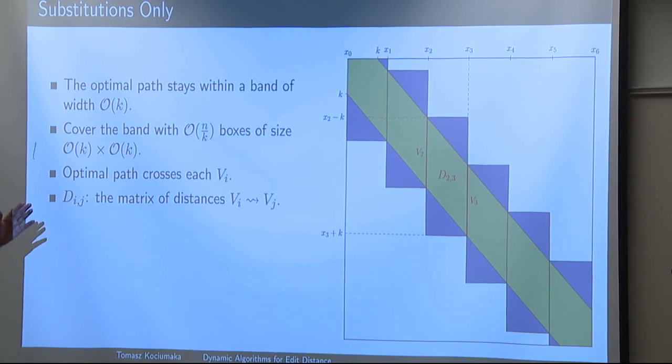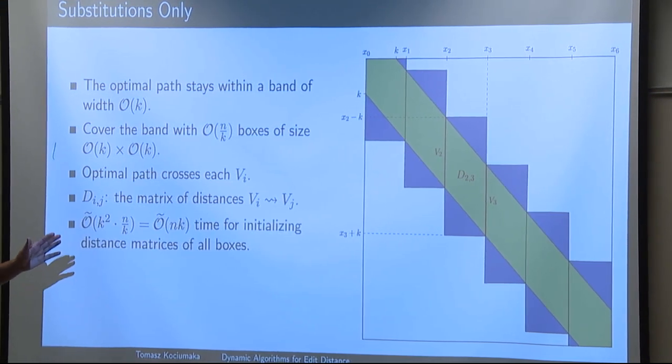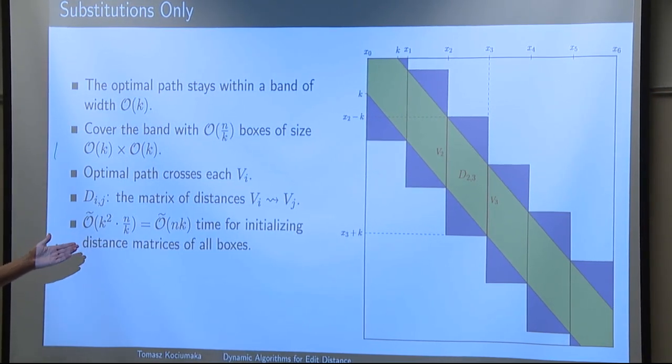And now, using the previous algorithm, we can pre-compute all the distance matrices for these boxes. For each of the boxes, it takes time roughly k squared, because this is the area of the box. And the number of boxes would be n over k. So the processing time is n times k.